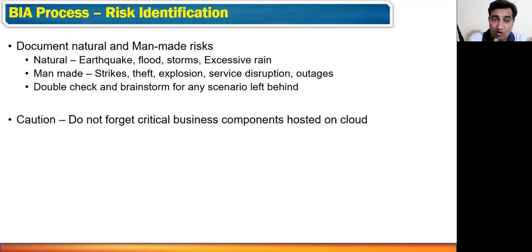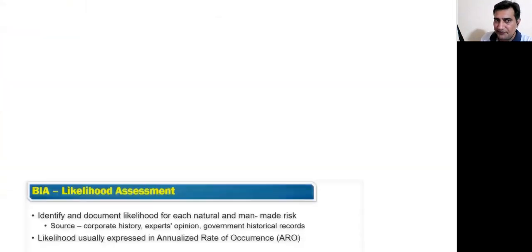Okay. And the caution here is that do not forget critical business components hosted on cloud. Many times we are so busy with things that we just think about assets which we are able to physically see and calculate. Sometimes we forget that we have a website which is hosted on a third party server on the cloud, right? So we don't take that into account. You have to take special care for that situation. Okay, so that is how, guys, we are able to identify what all critical assets are there, and then we identify the risk which is associated with that.